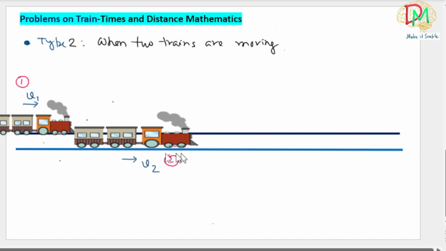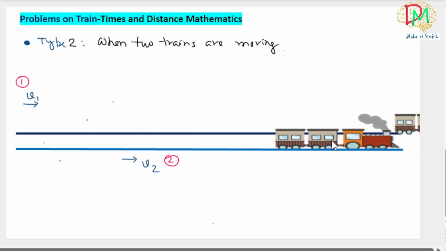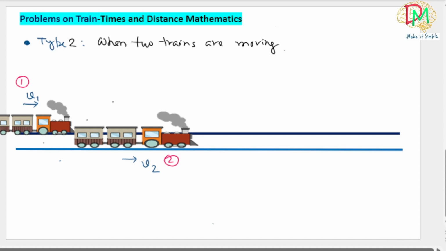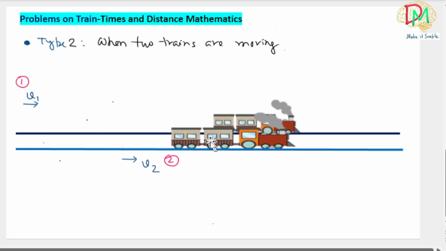Now if a person is sitting inside the second train and observing the first train through the window, when both trains cross each other, what will he observe? He observes that the first train is just crossing his train, moving forward in the same direction slowly. And when a person is sitting inside the first train and observing the second train, what will he observe? When the trains cross, he observes that the second train is moving slowly but in the backward direction.